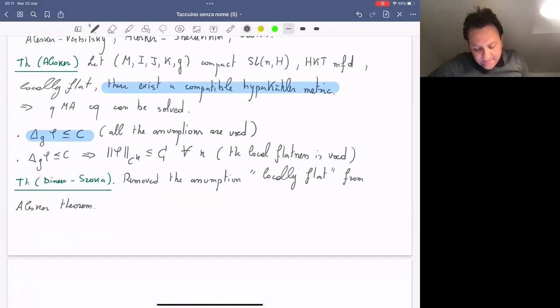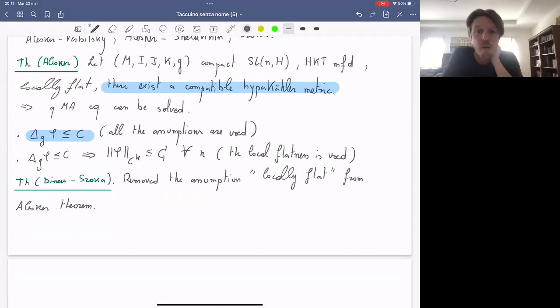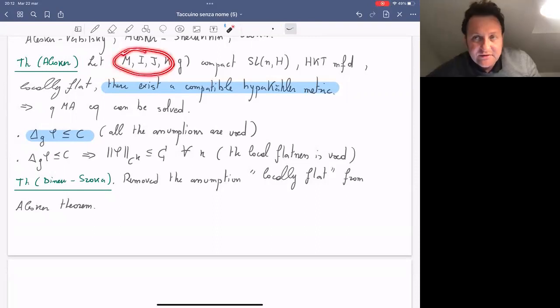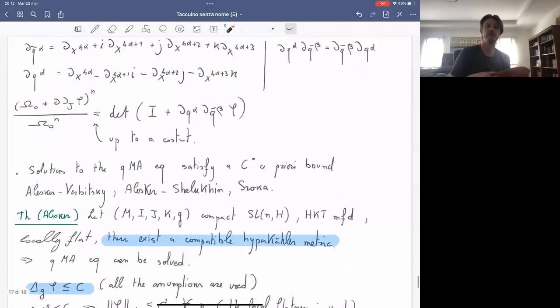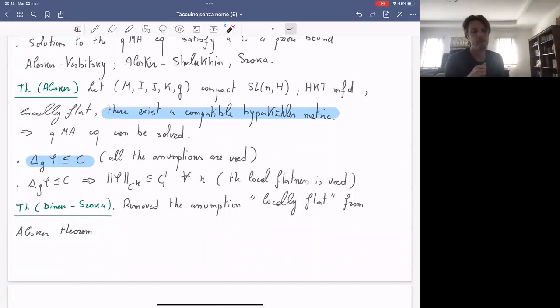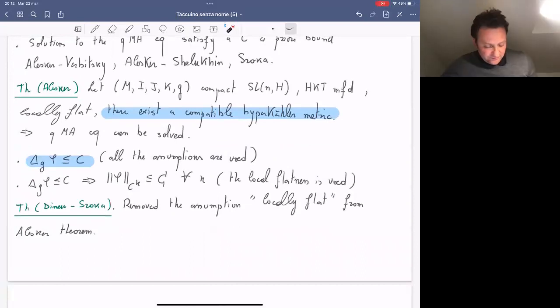So by keeping the local flatness and removing the assumption of the existence of a compatible hyperkähler metric. But I'm still... Can I just ask a question? Yes. I think I maybe missed the point a little bit. You have this SL(n,H) HKT manifold. The local flatness hypothesis is an assumption on the given g, basically? No, the local flatness is an assumption only on the IJK. Not related with g. So it means that it is possible to find coordinates which are holomorphic with respect to I, J, and K. And this is not related to the metric g. Okay, thank you.